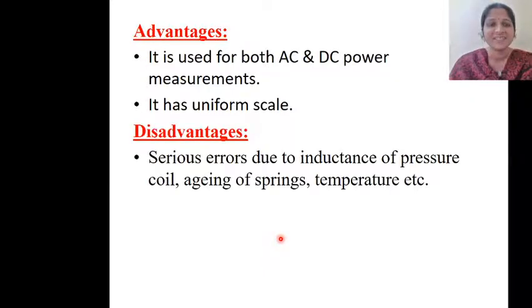And the disadvantages here are, here you are using springs, so aging of springs is considered. And inductance of the pressure coil will cause much error. That means there will be some amount of error because of the inductance of the pressure coil, moving coil, and because of the temperature also there will be some amount of error, and the cost is more. So these are the disadvantages.